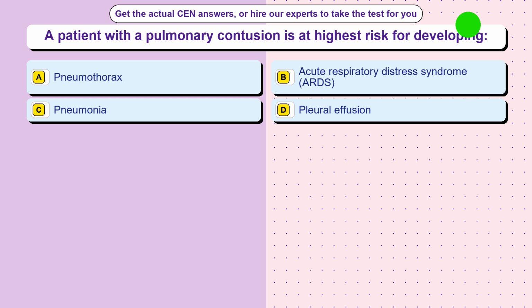Question 13. A patient with a pulmonary contusion is at highest risk for developing: Option A, pneumothorax. Option B, acute respiratory distress syndrome, ARDS. Option C, pneumonia. Option D, pleural effusion.